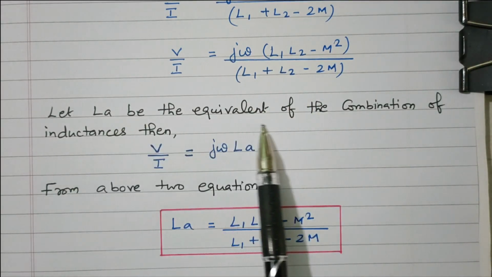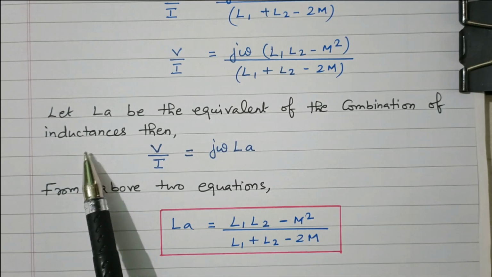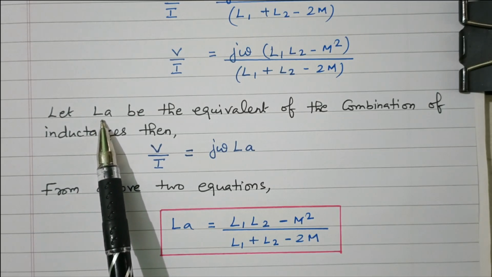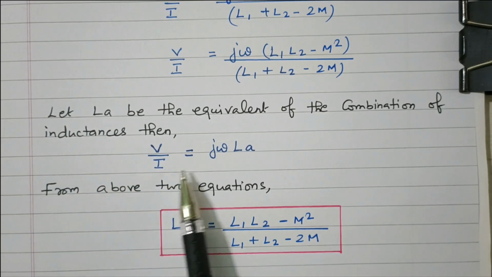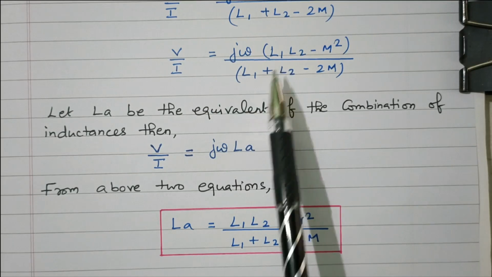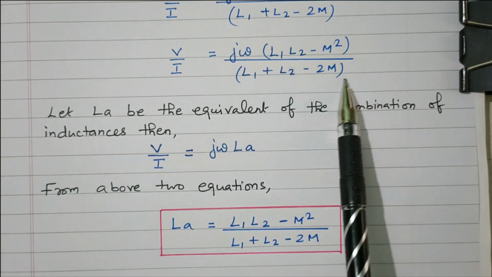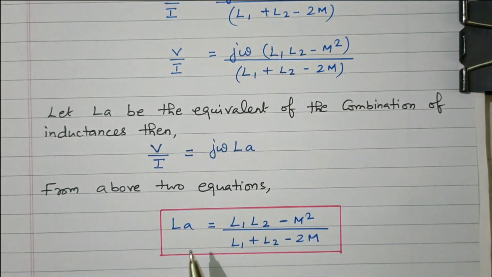Let LA be the equivalent of the combination of inductances. We know that two inductances L1 and L2 are connected in parallel, so the equivalent inductance we will take as LA, so that V divided by I equals J omega LA. So this LA is nothing but this term. By comparing these two, this LA is what we got in the simplified expression. This is the LA, the equivalent inductance. So LA equals L1 into L2 minus M square divided by L1 plus L2 minus 2M.